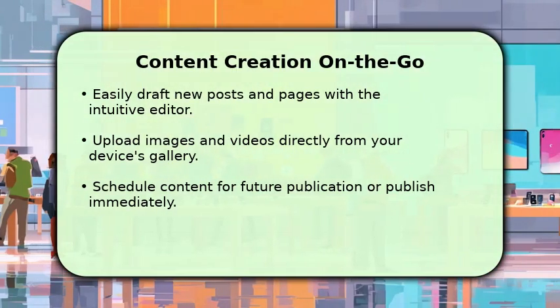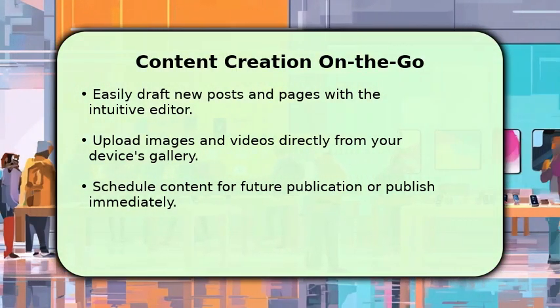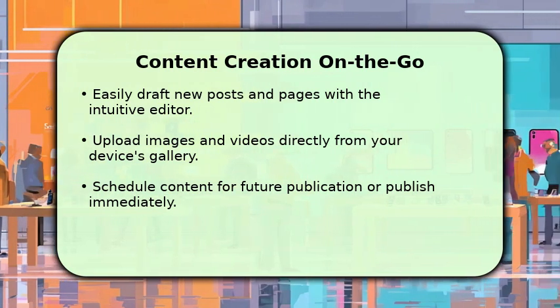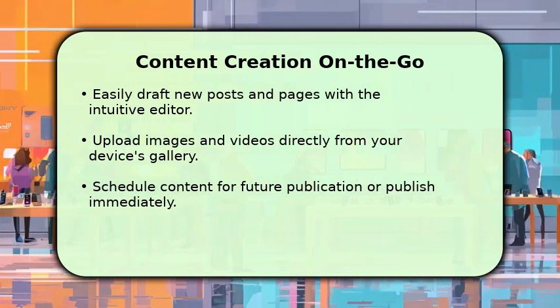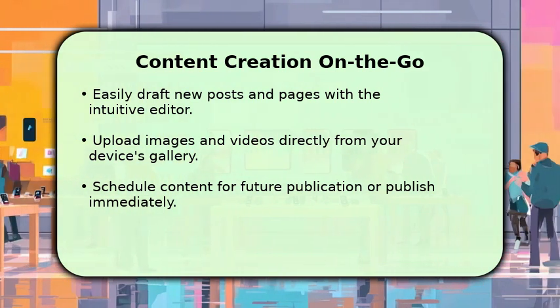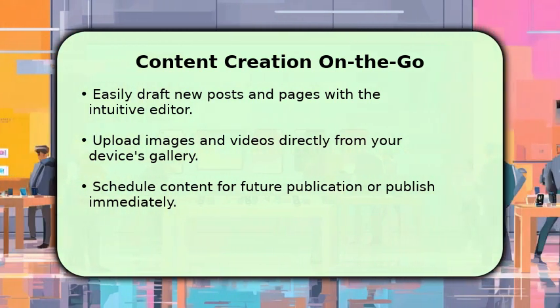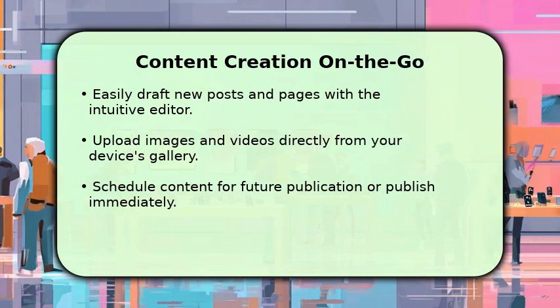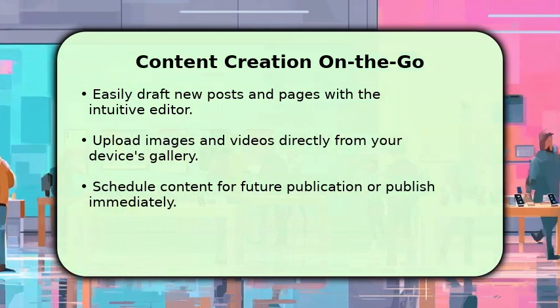Creating and editing content on the WordPress mobile app is incredibly straightforward. You can draft new posts and pages using the intuitive editor, which supports rich text formatting. Adding media is simple. Upload images and videos directly from your device's gallery with just a few taps.